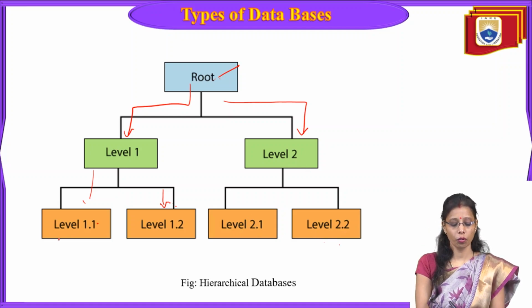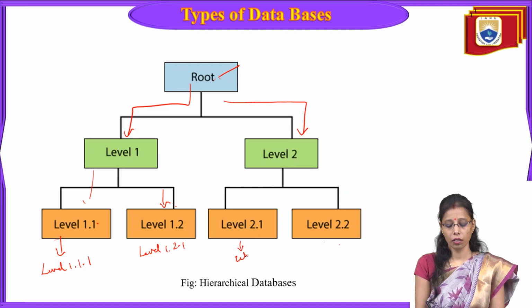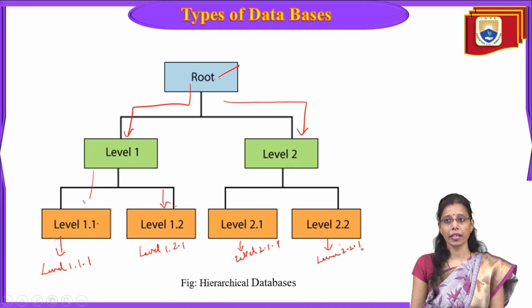Like that, if you want to go further, level 1.1 will have level 1.1.1, and here you can say level 1.2.1. Level 2.1 goes to 2.1.1, and if you go deeper, you may get level 2.2.1. So this is how the tree-like structure will be.